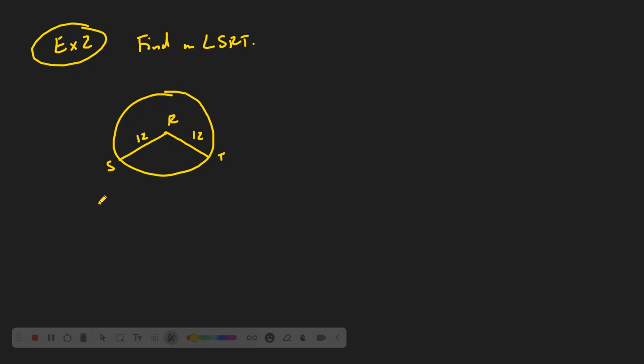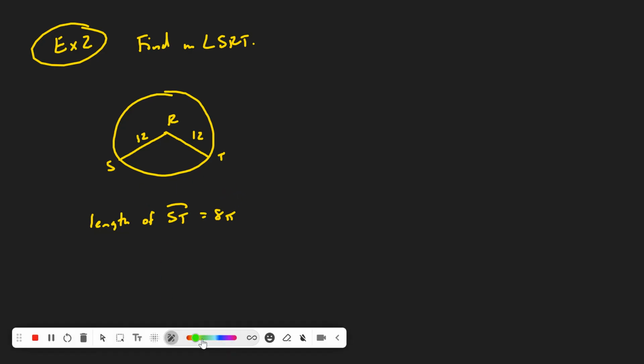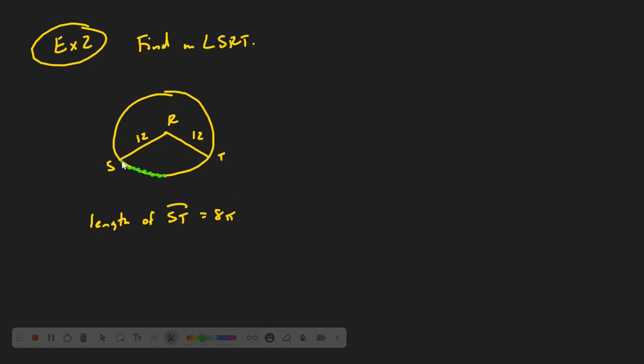And in this case, they give us that the length of arc ST equals 8 pi. So they're telling us that this arc length right here is 8 pi. And we need to find the angle measure there. Okay?